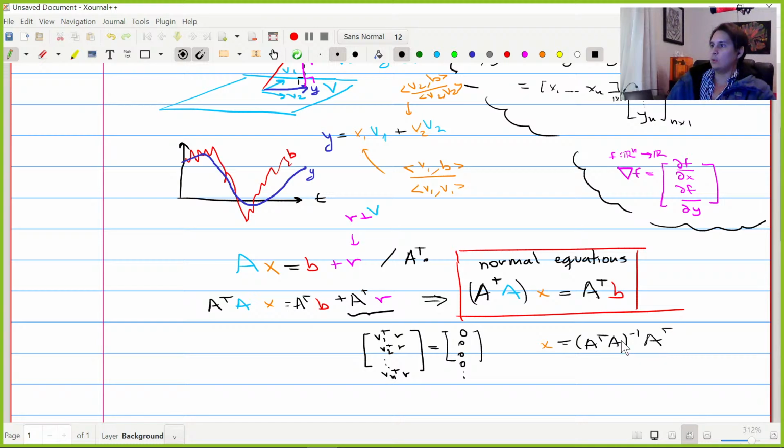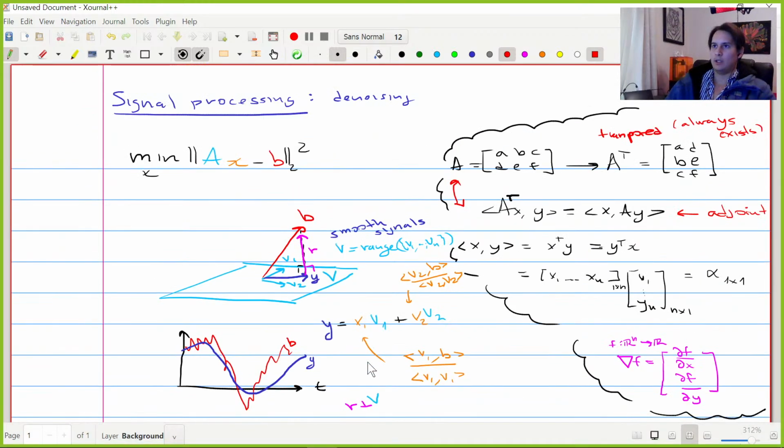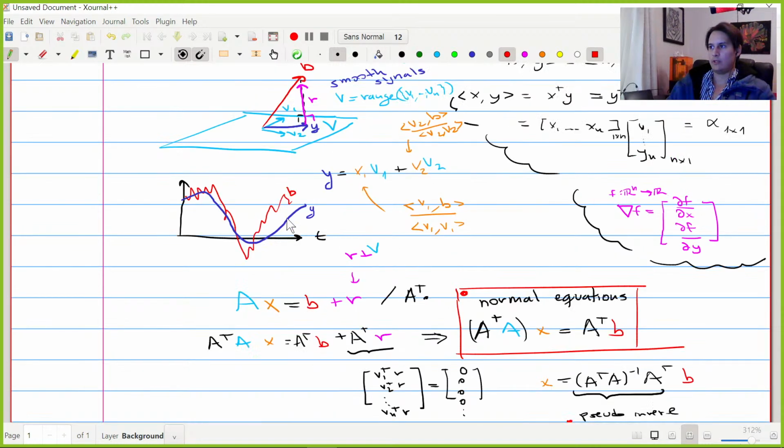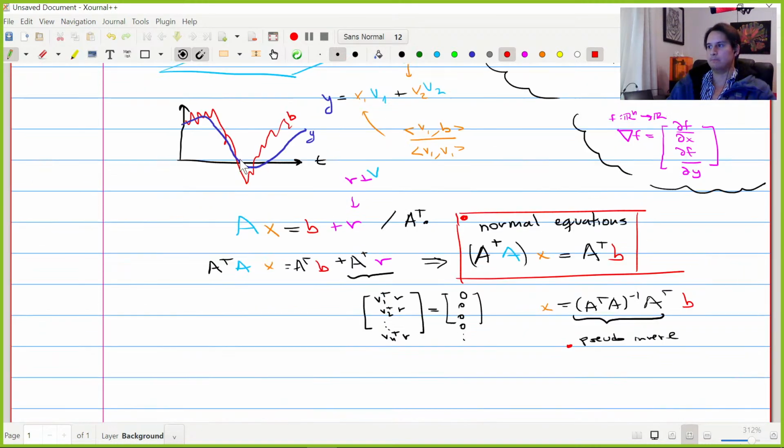That is basically the solution of the least squares problem and also the normal equations. And everything here is called the pseudo inverse. So we had our connection between the normal equations, the pseudo inverse, and the least squares problem, right? Three things that are connected and basically are the same.